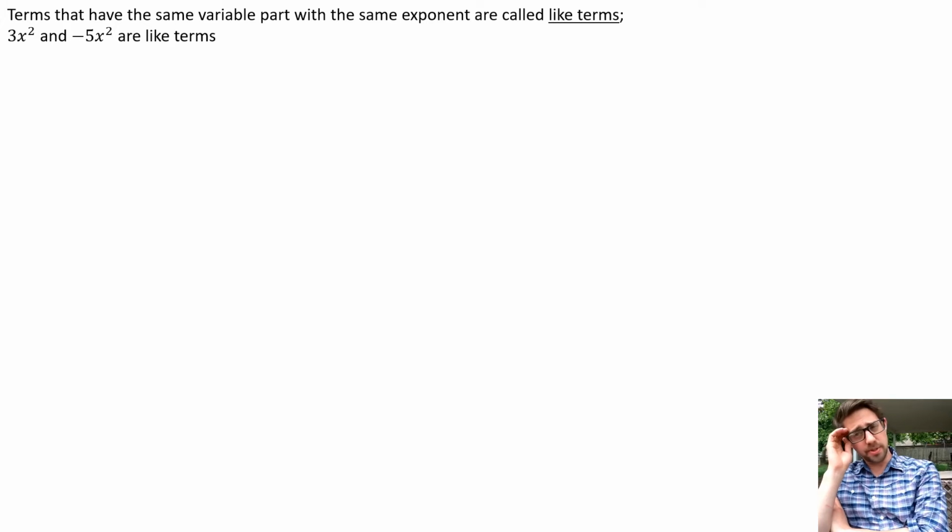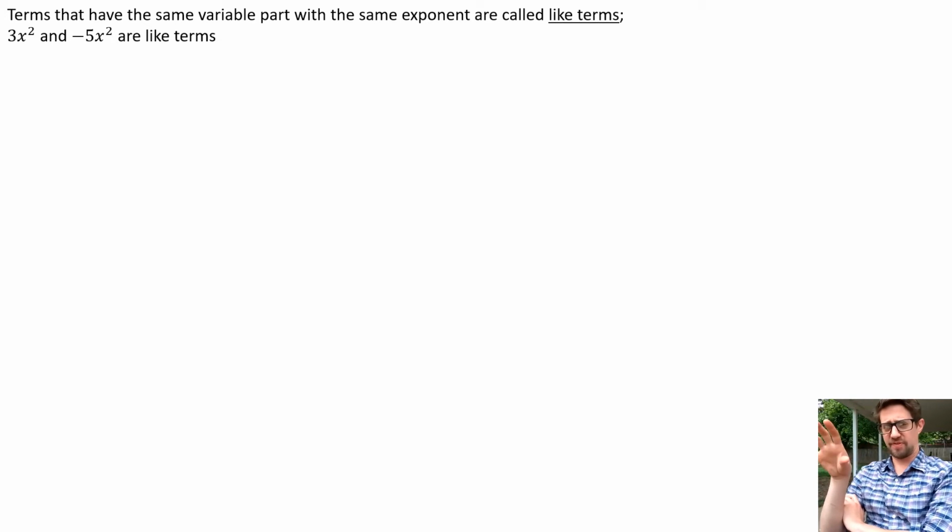If two terms have the same variable part, in other words, the same variable to the same power, those are called like terms. So 3x squared and negative 5x squared, for example, are like terms because they both have an x squared. They just have different coefficients, but they are, in that sense, like.